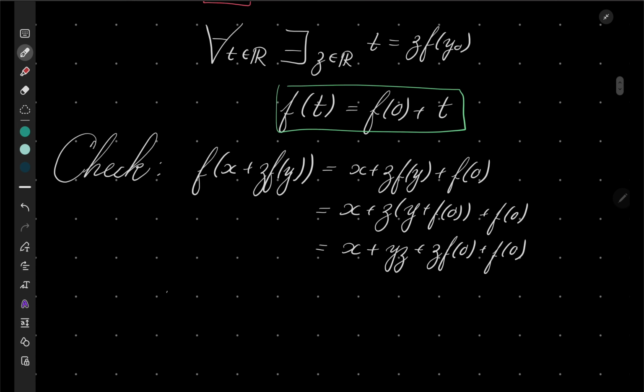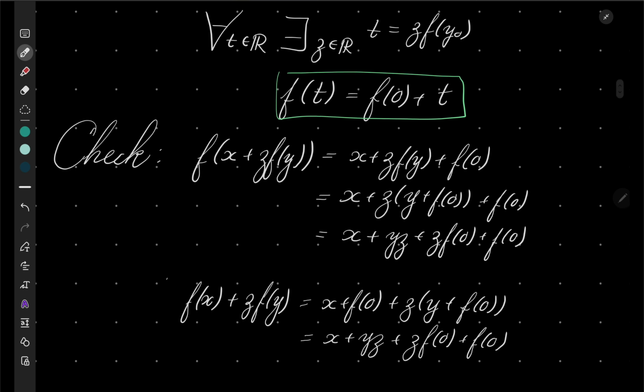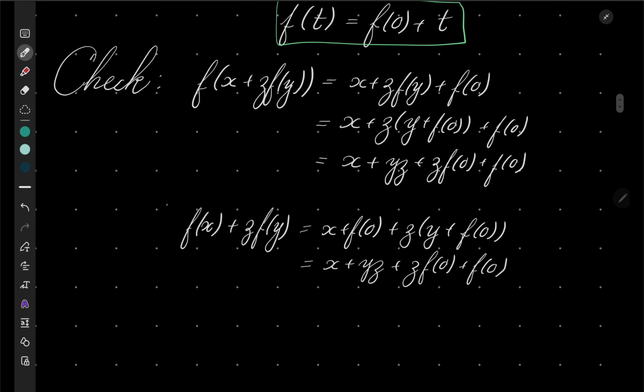What was on the right hand side of our equation? There was f(x) + z f(y). It's x + f(0) + z(y + f(0)). After expansion, it's x + yz + z f(0) + f(0). Exactly the same. And one more thing, f(0) is arbitrary. There are no constraints on f(0) whatsoever.